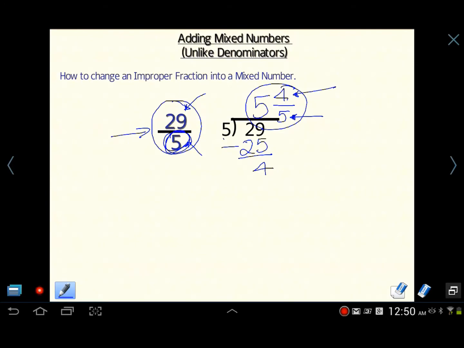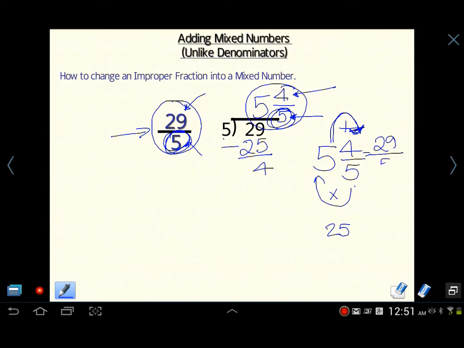We had a 5, and we still have a 5. Unless it reduces. A lot of times it doesn't reduce, but that's it. So this was 5 4/5. So how do we know we're right? Let's go ahead and check out our arithmetic. 5 times 5 is 25. Add 4 to that. 25 plus 4 is 29. So we get 29/5. So we know we did it right.